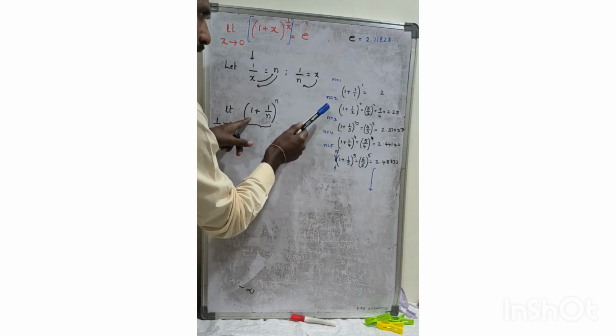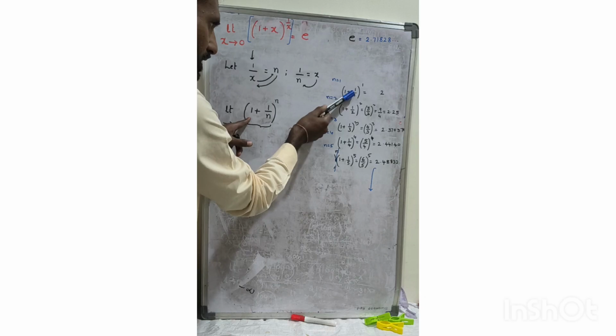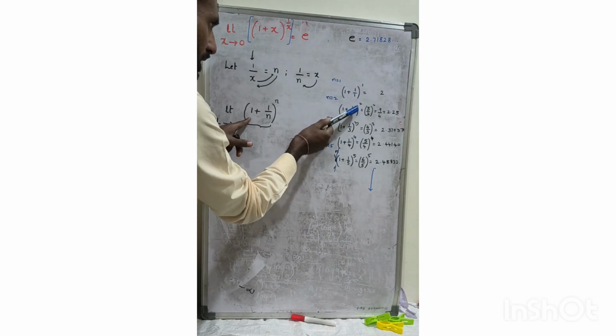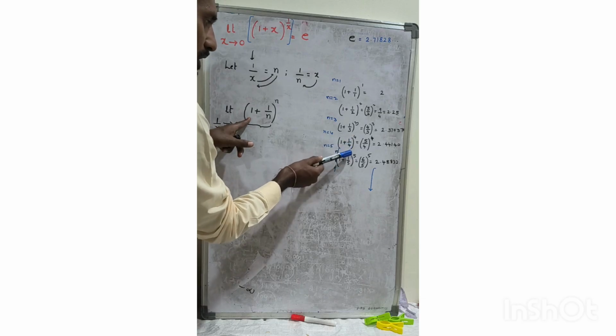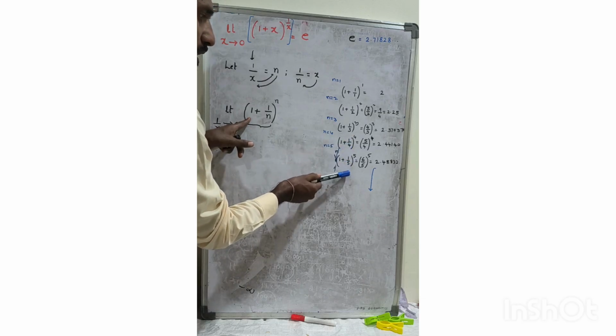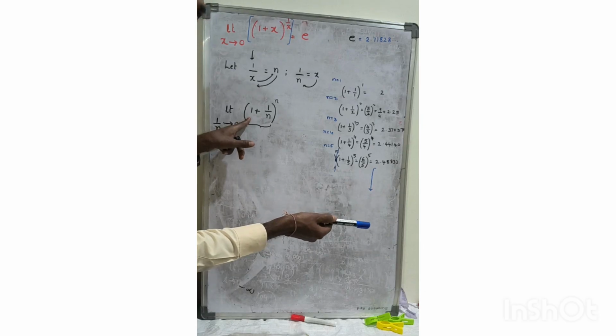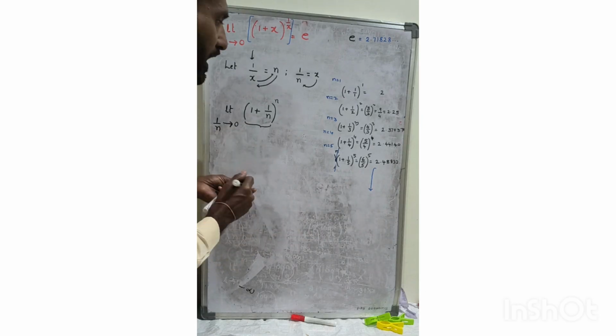So what did you observe here? First this 1 by n value is 1. Now it became 1 by 2 in the second case, and 1 by 3 in the third case, and in the fourth case it became 1 by 4. In the fifth case it will become 1 by 5, 1 by 6, 1 by 7, 1 by 8.